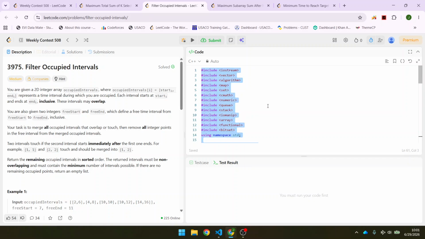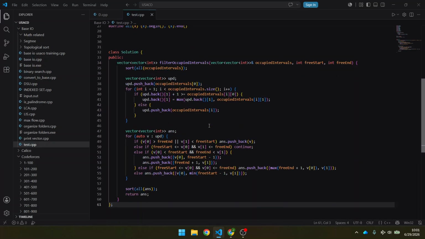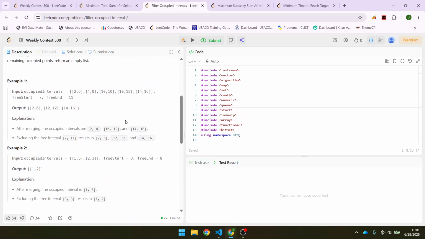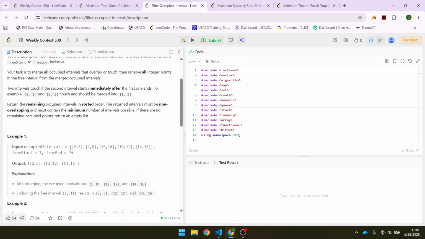Okay, so now we'll go to problem two. Problem two, I think, is just a major implementation problem. I've seen this idea across many problems. I believe there's a similar problem in Niseko training gateway. So first off, you have to merge all the intervals, and then you have to separate them.